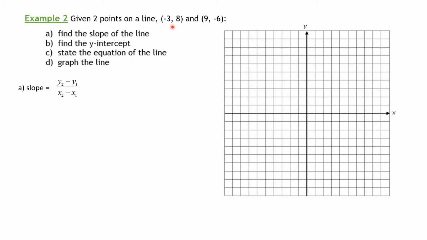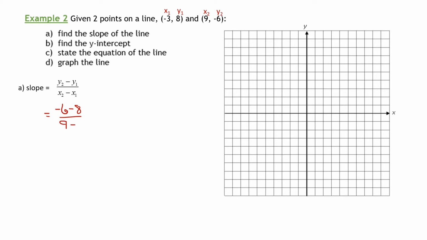That means this is point 1. So my x is x1 and my y is y1. This is my second point, so the 9 is my second x and the -6 is my second y. So I'm going to take all of that and sub it into the formula here. y2, look up at the coordinates, which one's y2? That's -6. Subtract y1, which is 8, over x2, which is 9, minus x1.